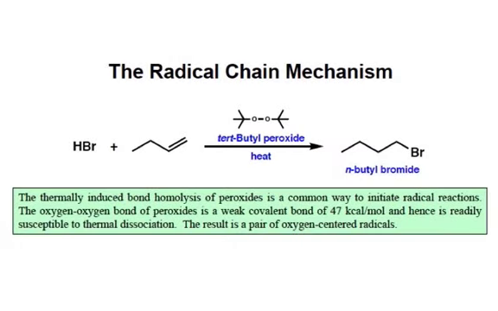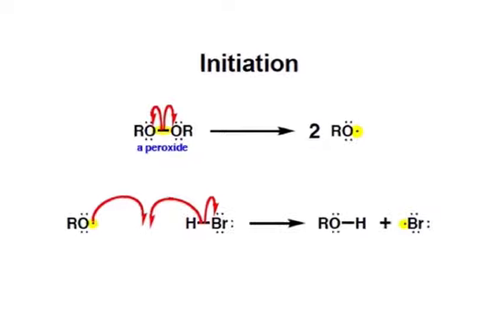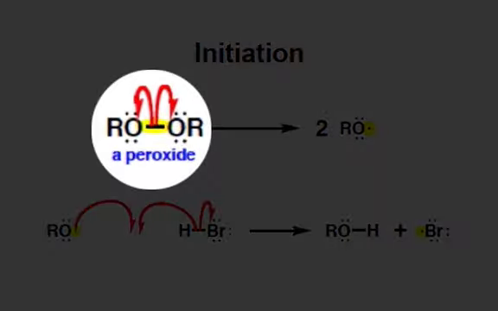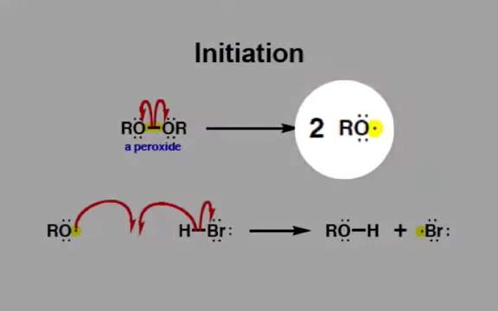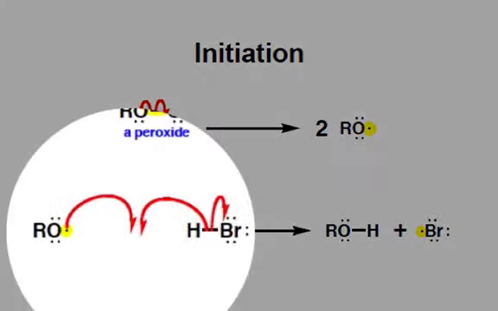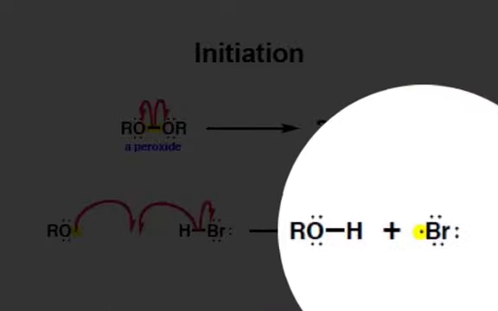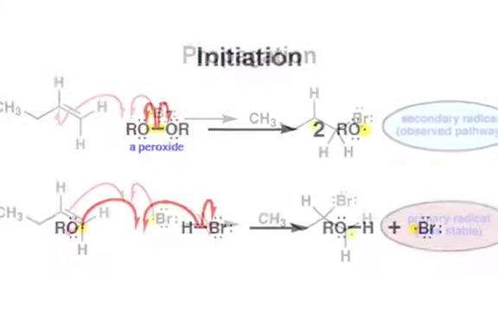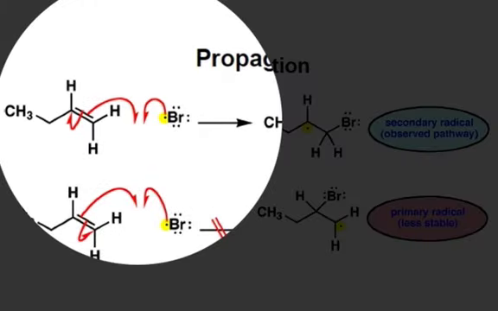Each radical mechanism we take a look at will involve three steps. Step 1 is initiation, step 2 is propagation, and step 3 is termination. Initiation involves homolytic cleavage of our peroxide to generate two oxygen radicals. And in a subsequent step, our oxygen radical will react with hydrobromic acid to produce the bromine radical we see here.